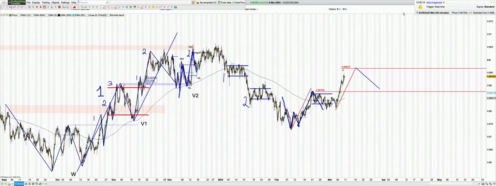Usual format, going over the market cycles, identifying where we are in that cycle and looking for harmonics to give us the opportunity to get into the markets.